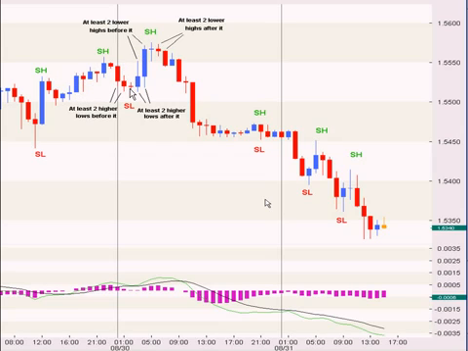If the price is making lower swing highs and lower swing lows, like over here, then you want to be looking to sell the rallies.